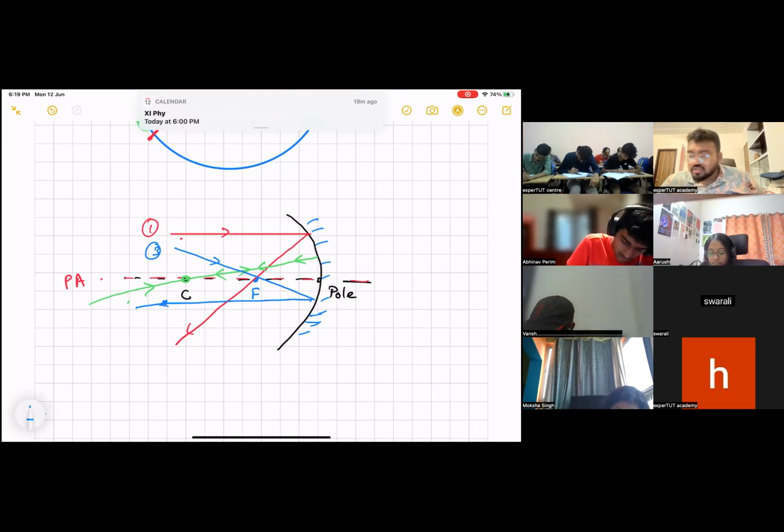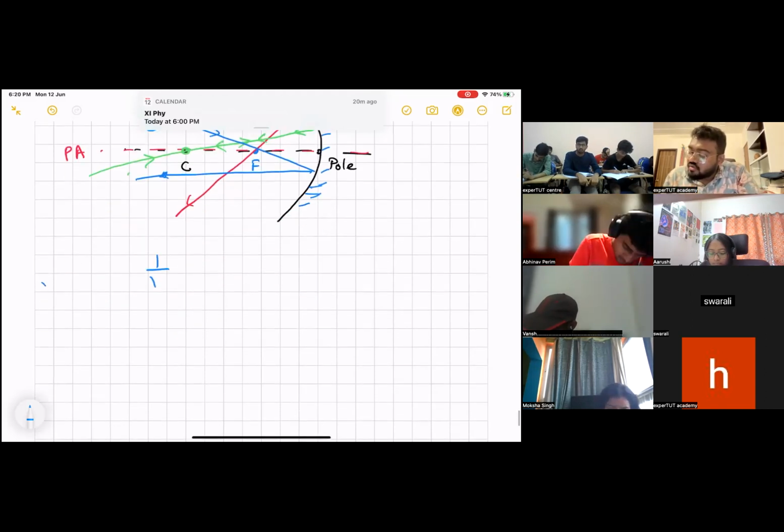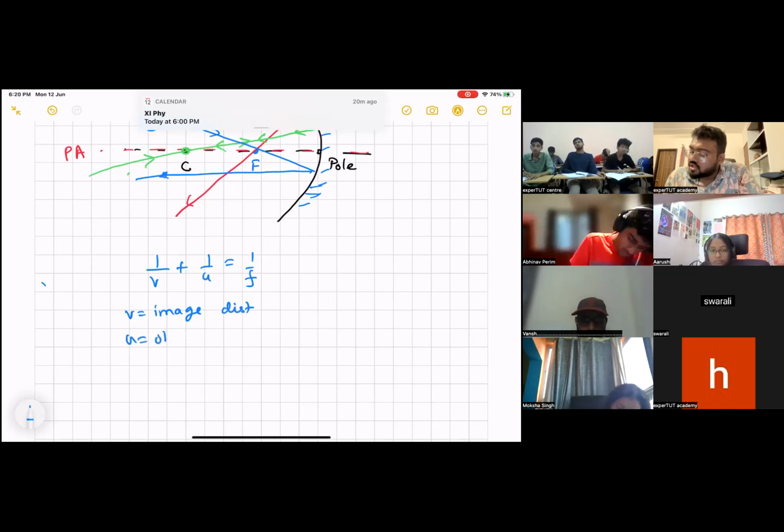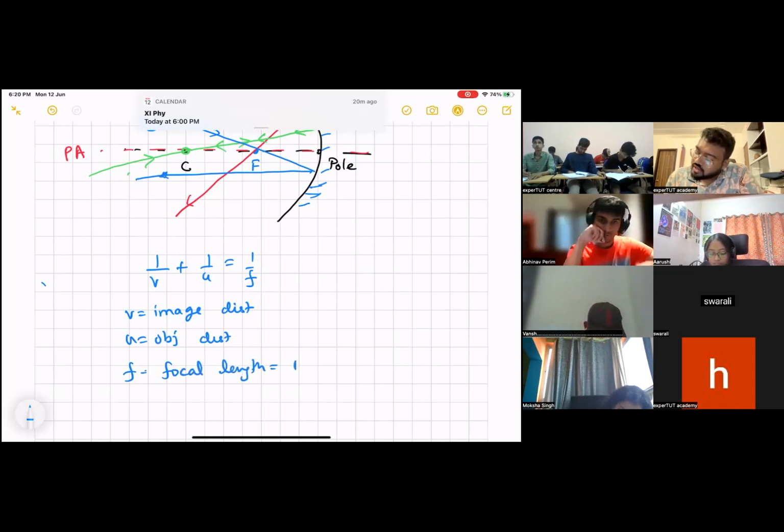Using these three statements, there is a derivation which we are going to do tomorrow. But before tomorrow, I'm anyway giving you the formula of the derivation. The formula is 1 by v plus 1 by u is 1 by f. Here v is the image distance, u is the object distance, and f is the focal length. Focal length is always r by 2. So if the radius of curvature is given, it is r by 2. Sometimes the focal length is given directly.